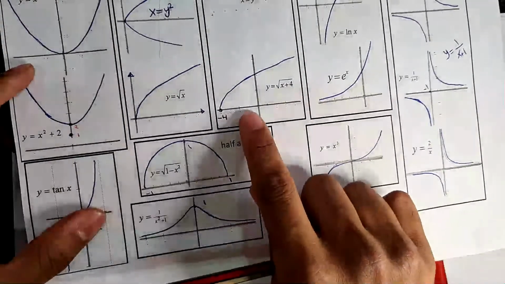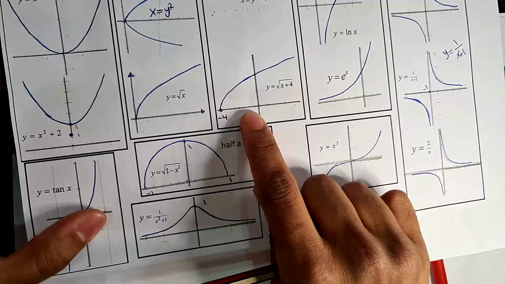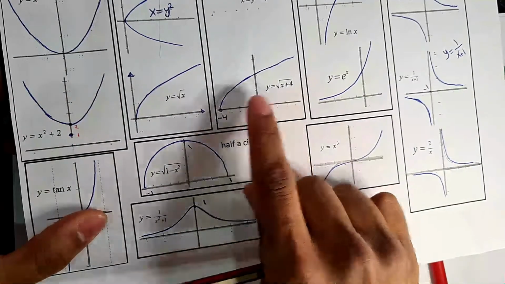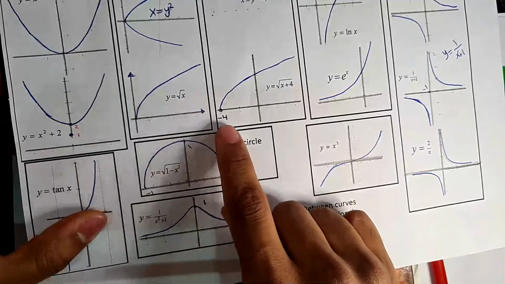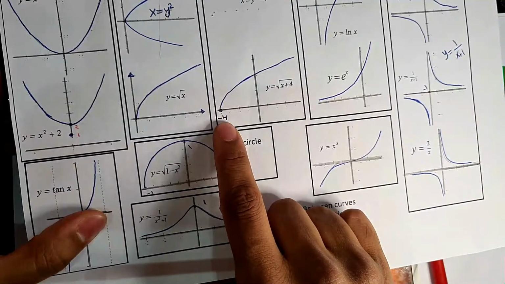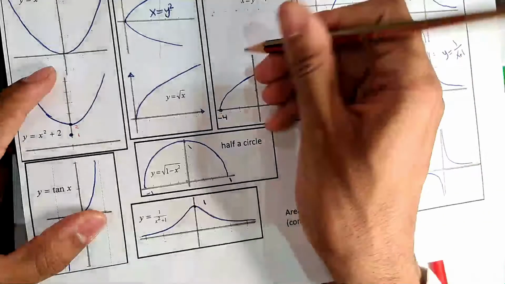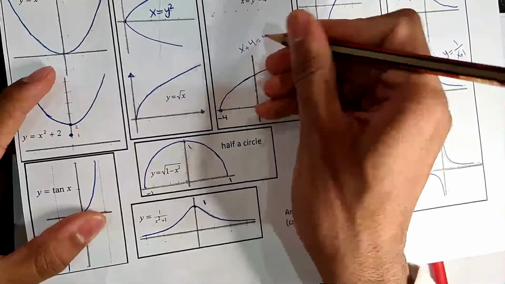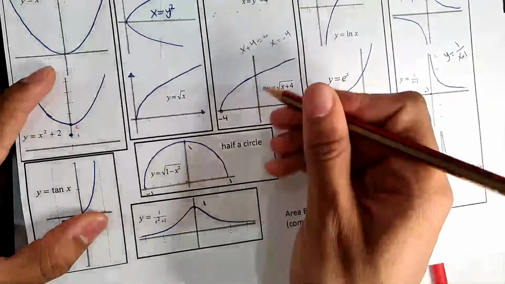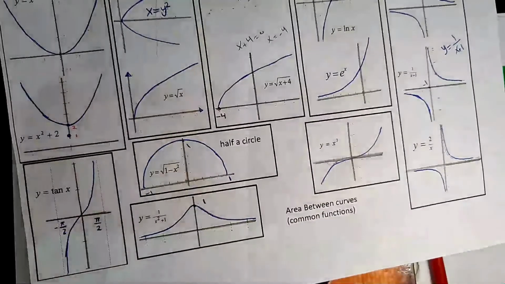Here we have a similar one, y equal root of x plus 4. It is the same as this one, but see here, we have only what? Shift 4 units to the left. You remember, x plus 4, if you equate it with 0, you will have x equal minus 4. That means the graph will start at x equal minus 4.